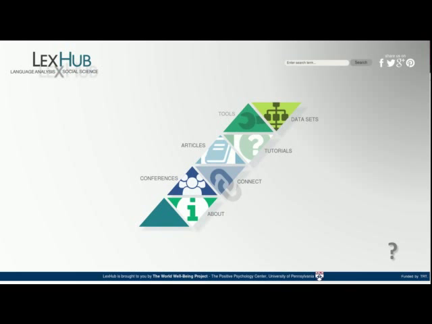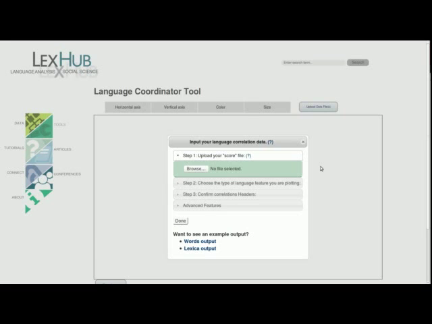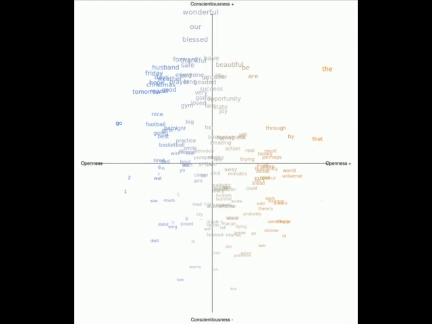To access the tool from LexHub's homepage, first click on Tools, and then on Language Coordinator. Let's look at the sample output with words selected as the language feature. In this example, conscientiousness and openness are each represented across 2 dimensions. Conscientiousness is plotted along the y-axis and across size, such that the larger a word is, the more highly correlated it is with conscientiousness, and the smaller a word is, the less correlated with conscientiousness it is.